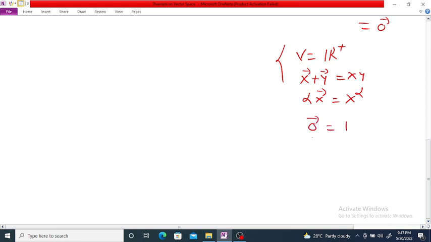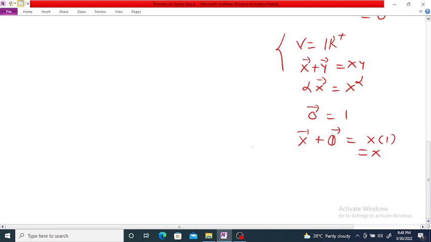Take one more example. Say V is equal to R plus, the set of all positive real numbers, and define x bar plus y bar is equal to xy, and alpha times x bar is equal to x raised to alpha. Then here, as we know, the 0 bar is 1, because if we take x bar plus 1, that is x into 1, which is equal to x. So x bar plus 0 bar, here 0 bar is 1.